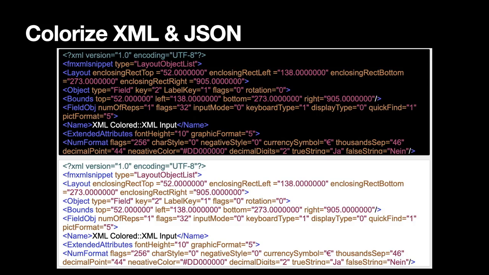If you have the need to show any XML or JSON in your FileMaker file, you can use our colorize functions to colorize them. And there we now support dark mode, so you can decide whether you want to have the bright version or the dark version.